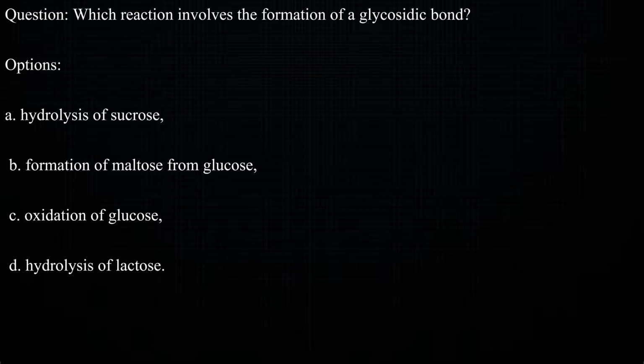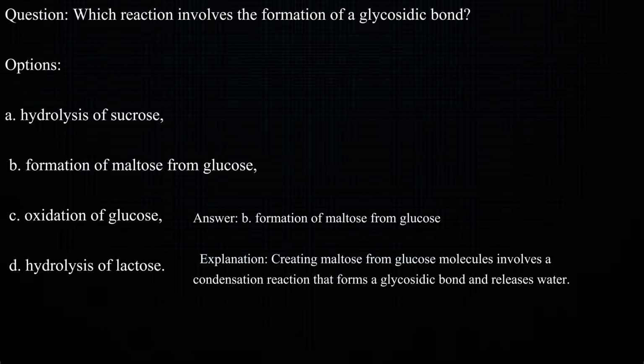Lastly, which of the following reactions involves the formation of a glycosidic bond? A, hydrolysis of sucrose, B, formation of maltose from glucose, C, oxidation of glucose, and D, hydrolysis of lactose. Option B, which is formation of maltose from glucose, is the correct answer.